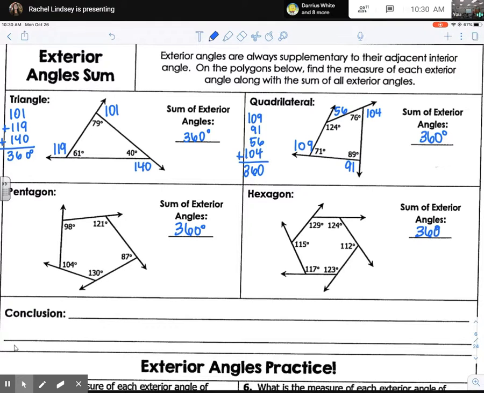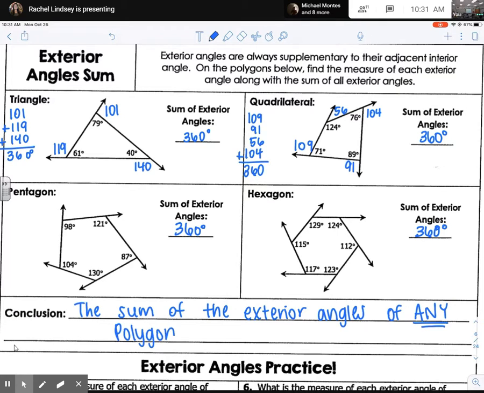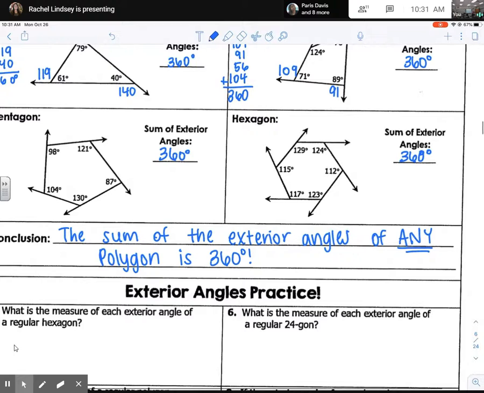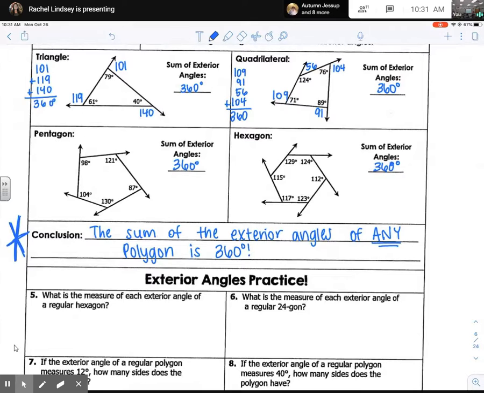So down at that blank at the bottom of that little section, the conclusion is the sum of the exterior angles of any polygon is 360. So the sum of the exterior angles of any polygon is always 360. And that's important. You're gonna have to know that. Exterior angles always equal 360.